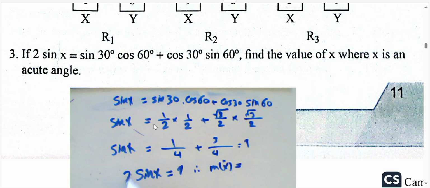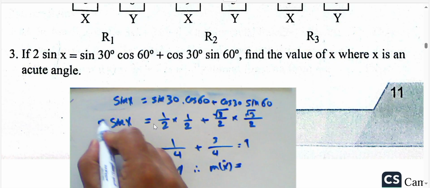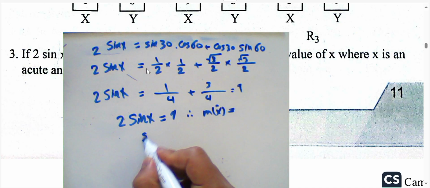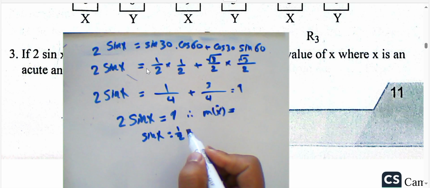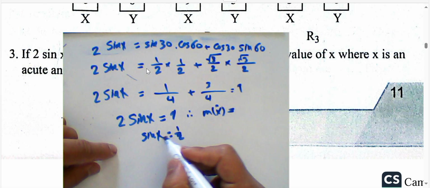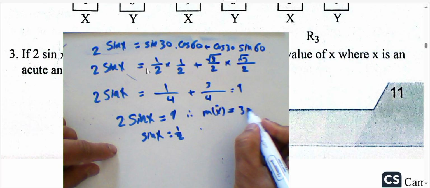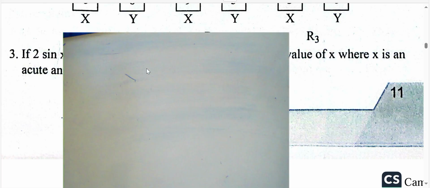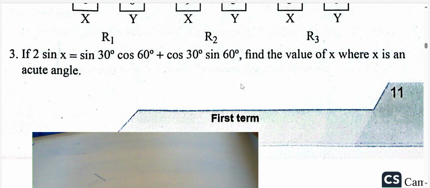But we have 2 here first. We must divide it by 2 first, then 2 sine x equals 1. We can divide it by 2, then sine x will be 1 over 2. Then you can find the measure of angle x, right? Shift sine, the measure of angle x equals 30 degrees. Shift sine half will be 30 degrees.